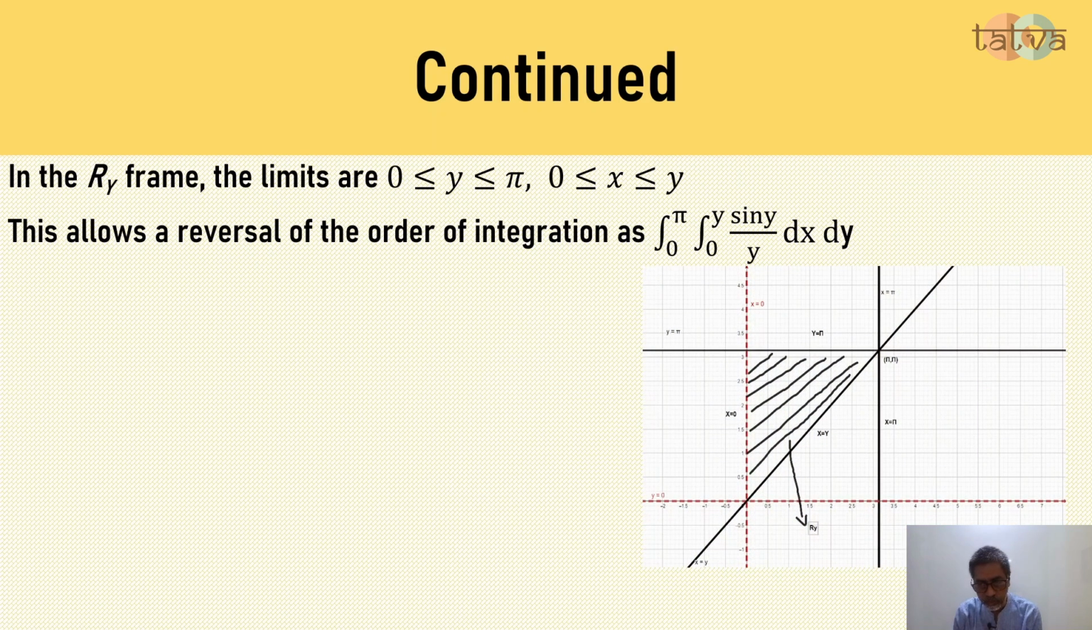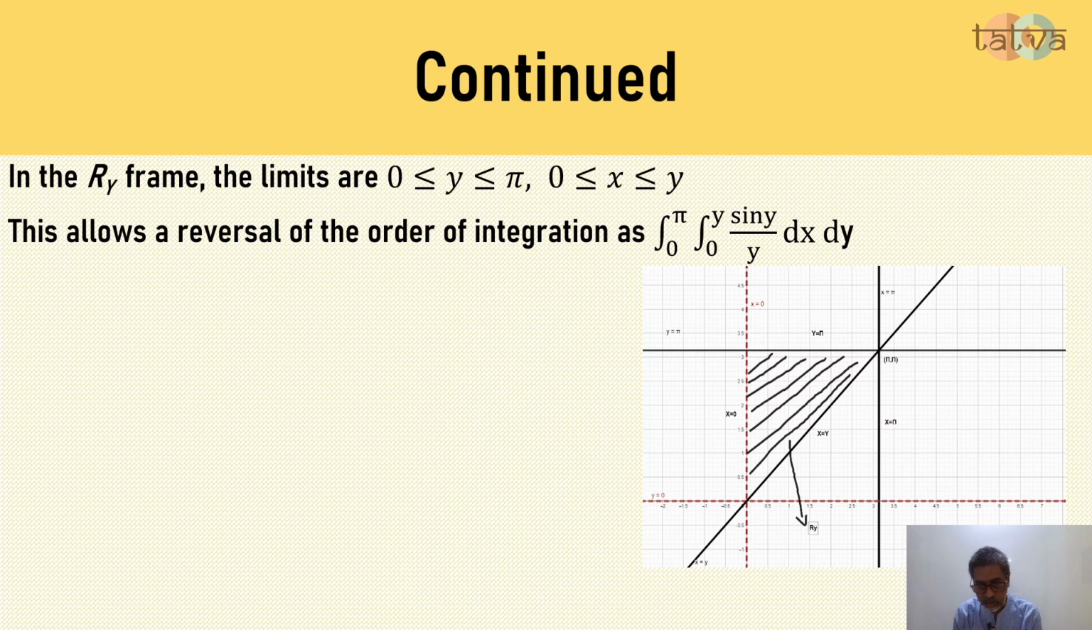Let us see the same region as an Ry region. By this I mean the region should be seen between horizontal lines: the line passing through the bottommost point of the region and the line passing through the topmost points of the region. So clearly, the x-axis will form the lower boundary, and the line y is equal to pi, which is parallel to the x-axis, will form the upper horizontal line. Remember, in an Ry region, we try to explain the region in terms of horizontal parallel lines. So y is equal to 0, y is equal to pi.